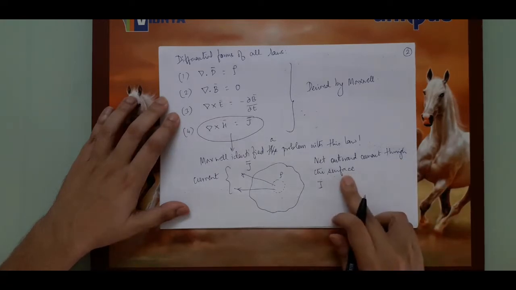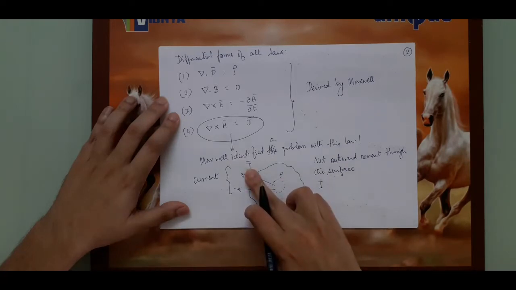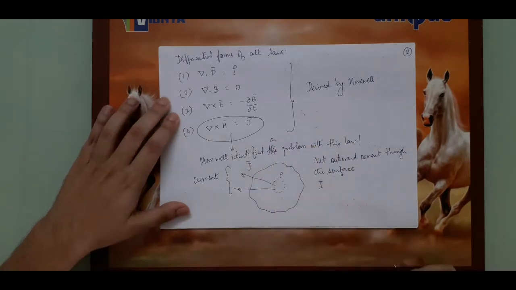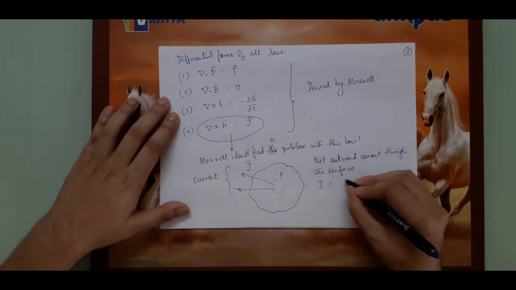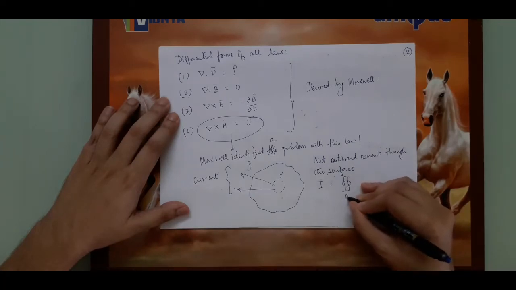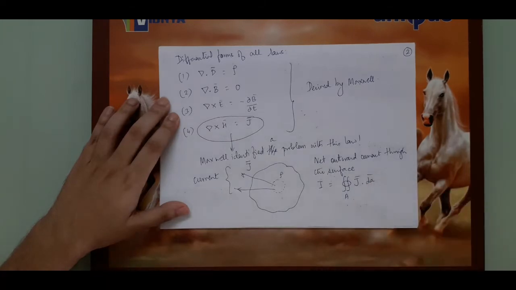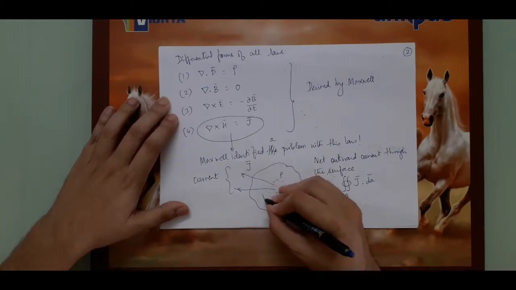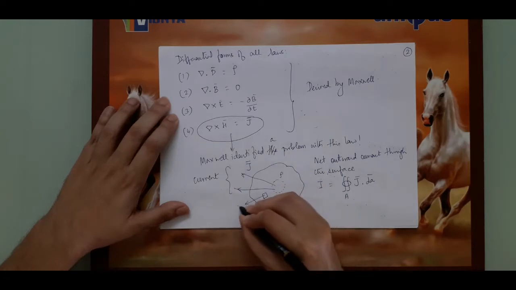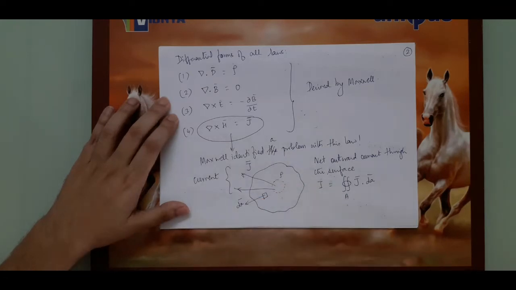The net current, I, I can write it as nothing but the current density multiplied over the area. So therefore, this is nothing but the area integral of the J vector with the area differential dA on the surface. Now this is the current that is flowing out of the surface.